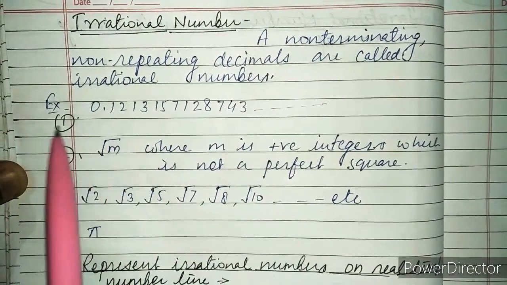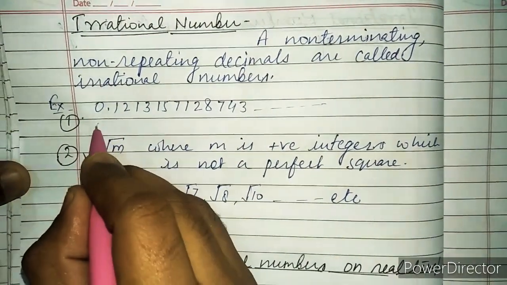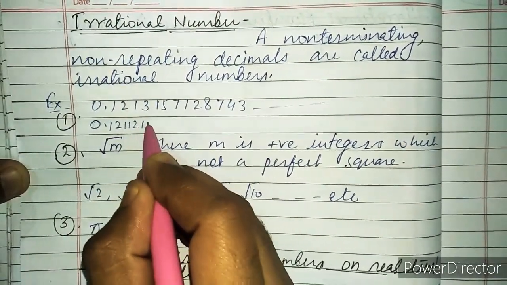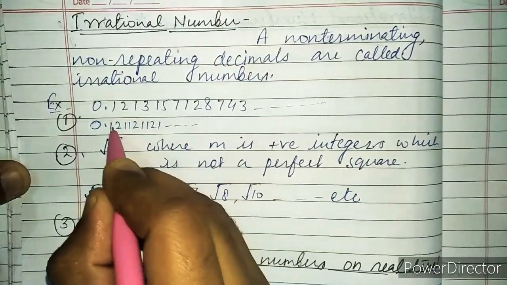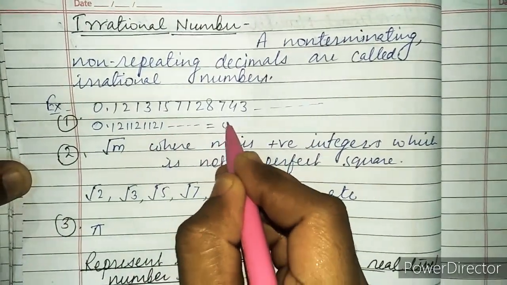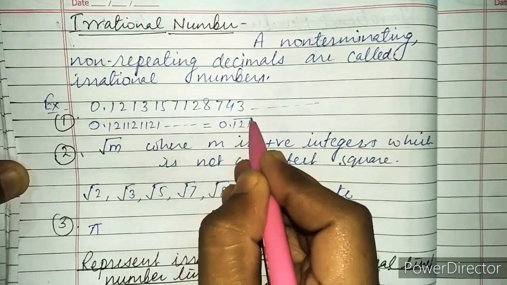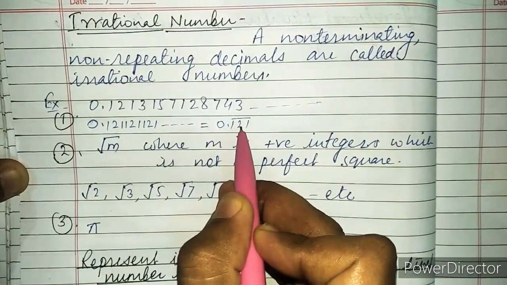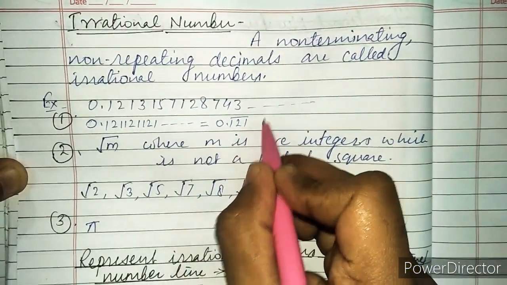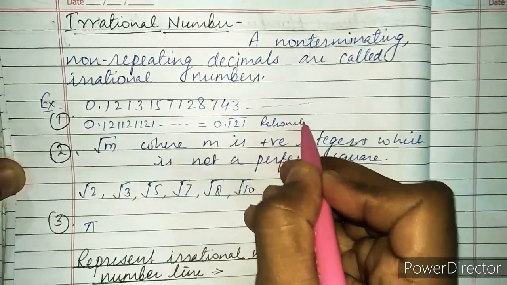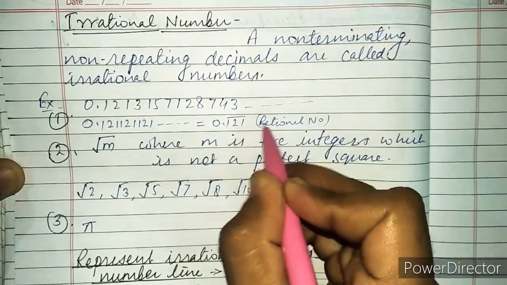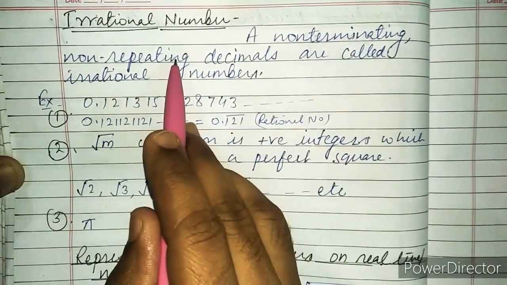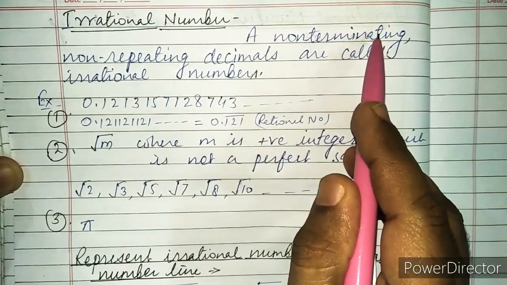For example, if we take another example, 0.121 121 121 and so on. This is written as 0.121 bar. So this is the repeating string. So this is not an irrational number. This is a rational number. But the earlier number is an irrational number because it is non-repeating and non-terminating.